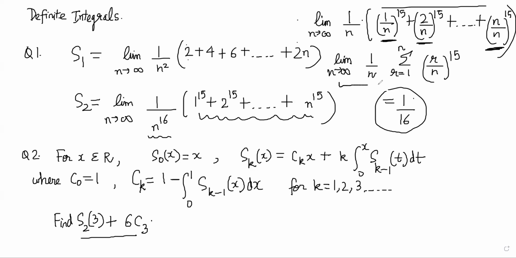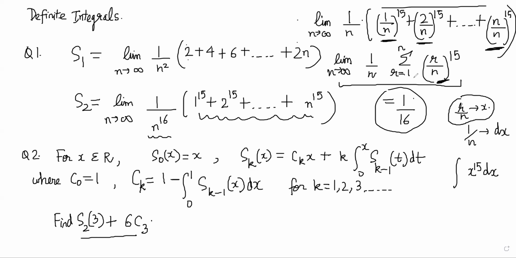Now we have learned that whenever you have a situation like this, a limit, a sum 1 by n, f of r by n, right? r by n becomes your variable x, 1 by n becomes dx, correct? So this will become the integral of x power 15 dx. What is the limit? Limit is 0 to 1, because r by n values go from 1 by n to n by n as n tends to infinity, that is 0 to 1, right? So this is simply 1 by 16.